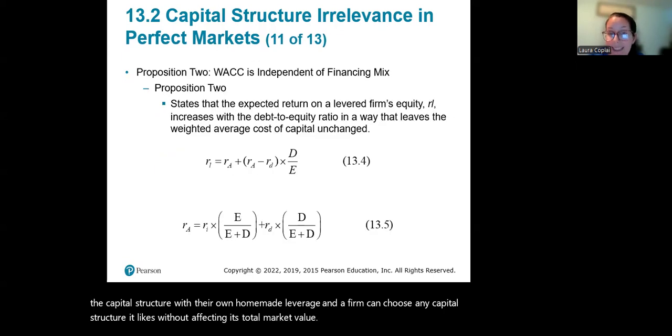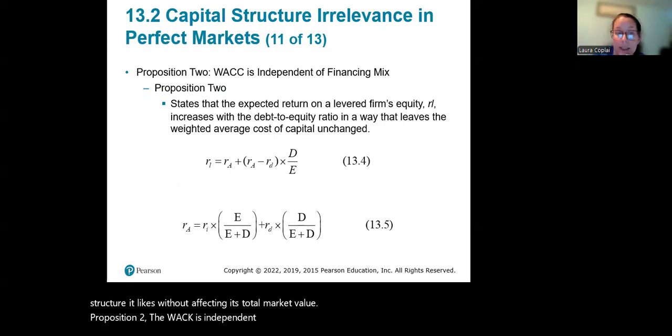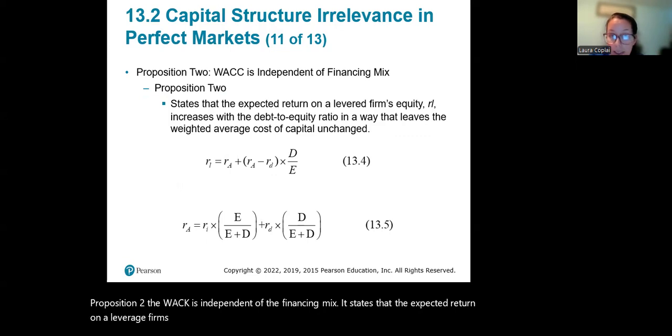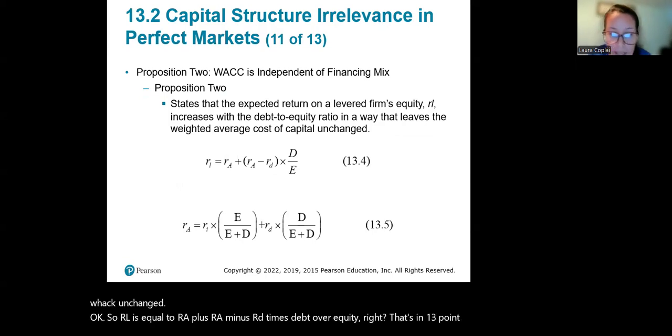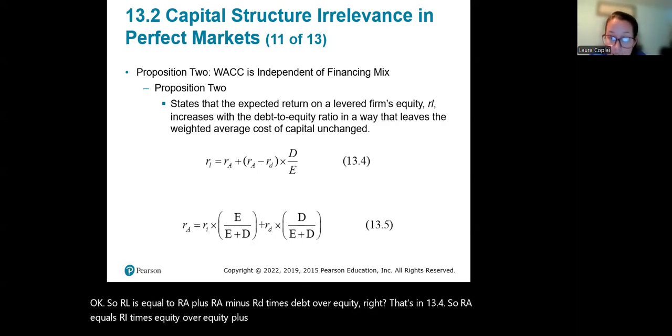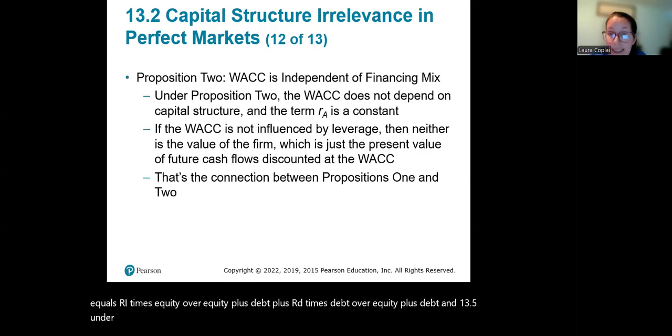Proposition 2, the WACC is independent of the financing mix. It states that the expected return on a levered firm's equity, RL, increases with the debt to equity ratio in a way that leaves the WACC unchanged, okay? So RL is equal to RA plus (RA minus RD) times debt over equity, right? That's in 13.4. So RA equals RE times equity over equity plus debt, plus RD times debt over equity plus debt, in 13.5. Under Prop 2, the WACC does not depend on capital structure and the term RA is constant.